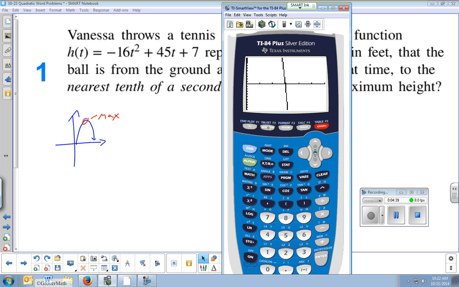So again, I'm going to go back to Window. And the third thing down, XSCL, stands for X scale. Don't change that. Leave that at 1. Never play with that. We're only going to change the min-max features.